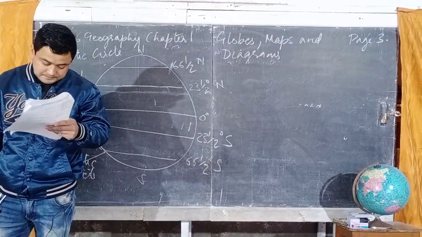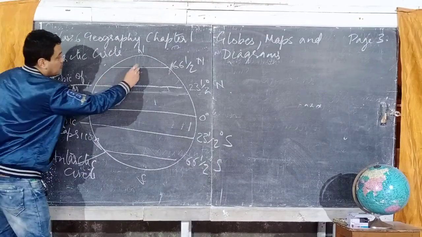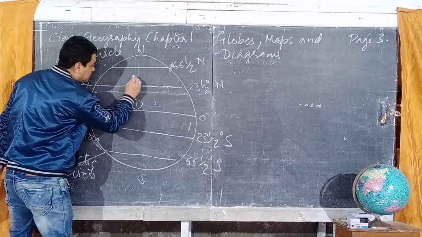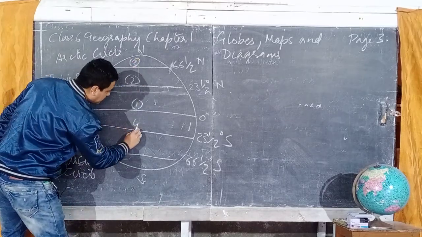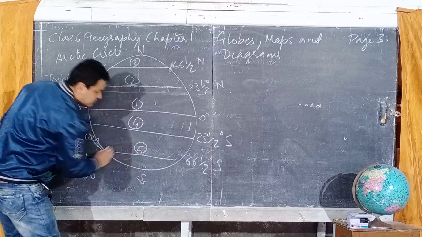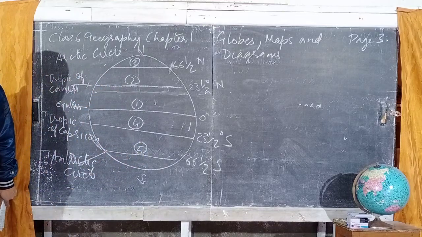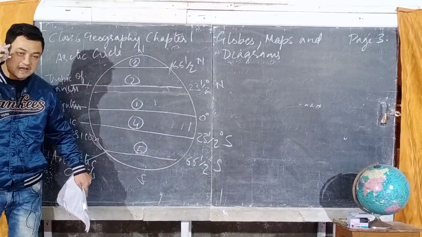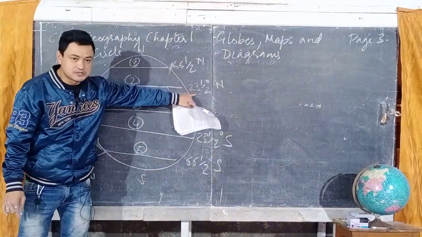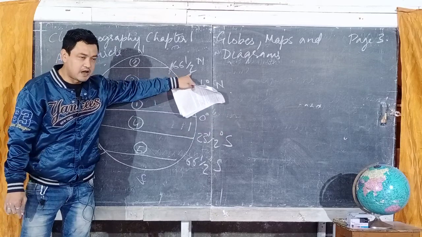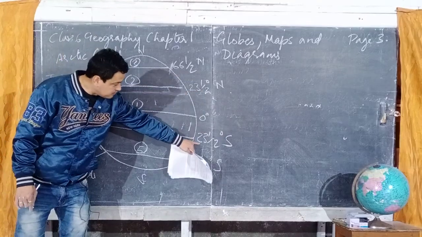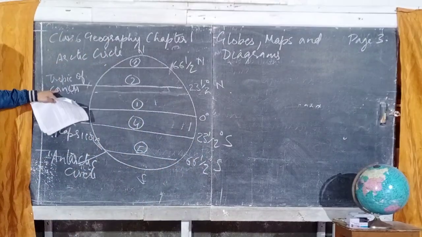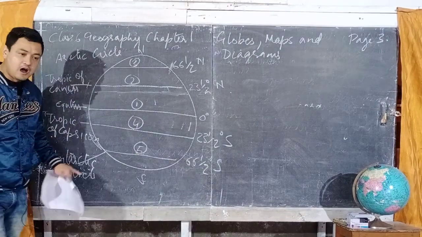Now, how many latitudes are these? One, this is one of the most important latitudes. This is 2, this is 3, this is 4, this is 5. How many latitudes are there? 5 latitudes. These are the most important latitudes of our Earth. You have to keep that in mind, and you have to keep these numbers also in mind: 66.5 degree north, 23.5 degree north, 23.5 degree south, and 66.5 degree south. These are known as Arctic Circle, Tropic of Cancer, Equator, Tropic of Capricorn, and Antarctic Circle.